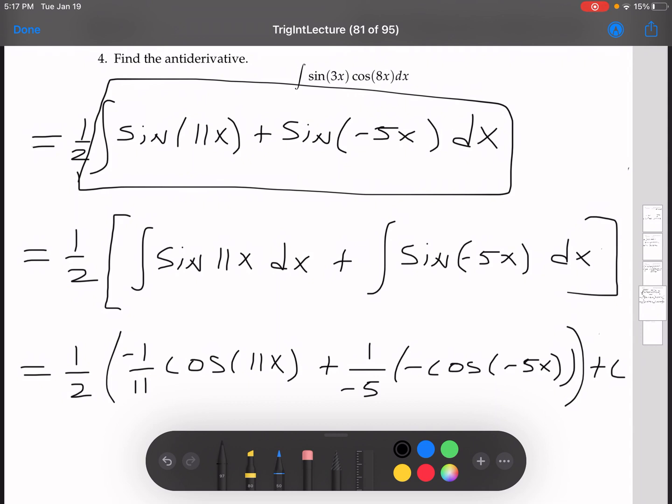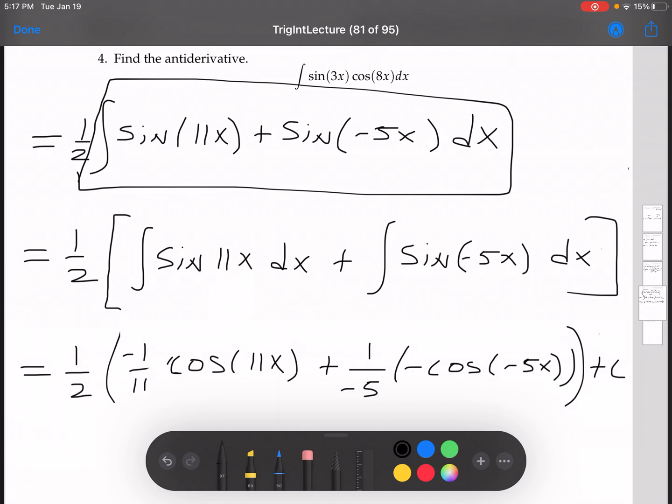Let's just check real fast. Derivative of cosine is negative sine, so going backwards for our check. The derivative of cosine is negative sine, so that negative will cancel with that one right there. And then using the chain rule, we have times 11, so that'll cancel with that right there to give us the sine. Okay, so that checks out.